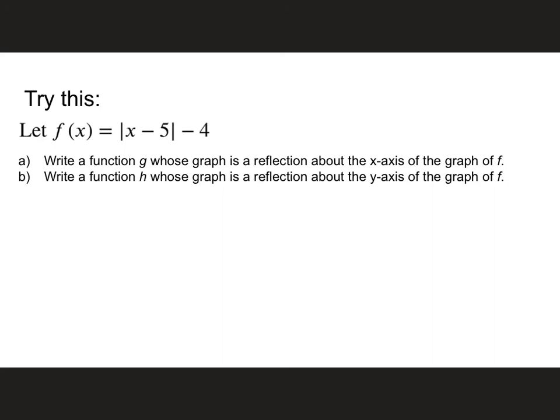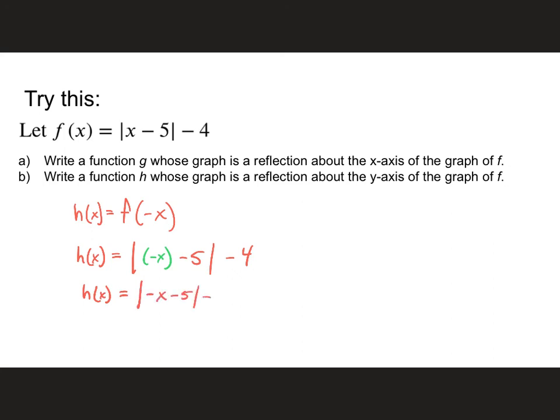For part B, we were supposed to write h of x, and h of x is a reflection about the y-axis, and again, that rule would be f of negative x. So again, what we're going to do in the original equation, we're going to replace the x with a negative x in the function f. So let's see here, h of x is equal to the absolute value, it's not x anymore, it's negative x, minus 5 minus 4. And again, if I just drop those parentheses, I end up with the absolute value of negative x minus 5 minus 4.